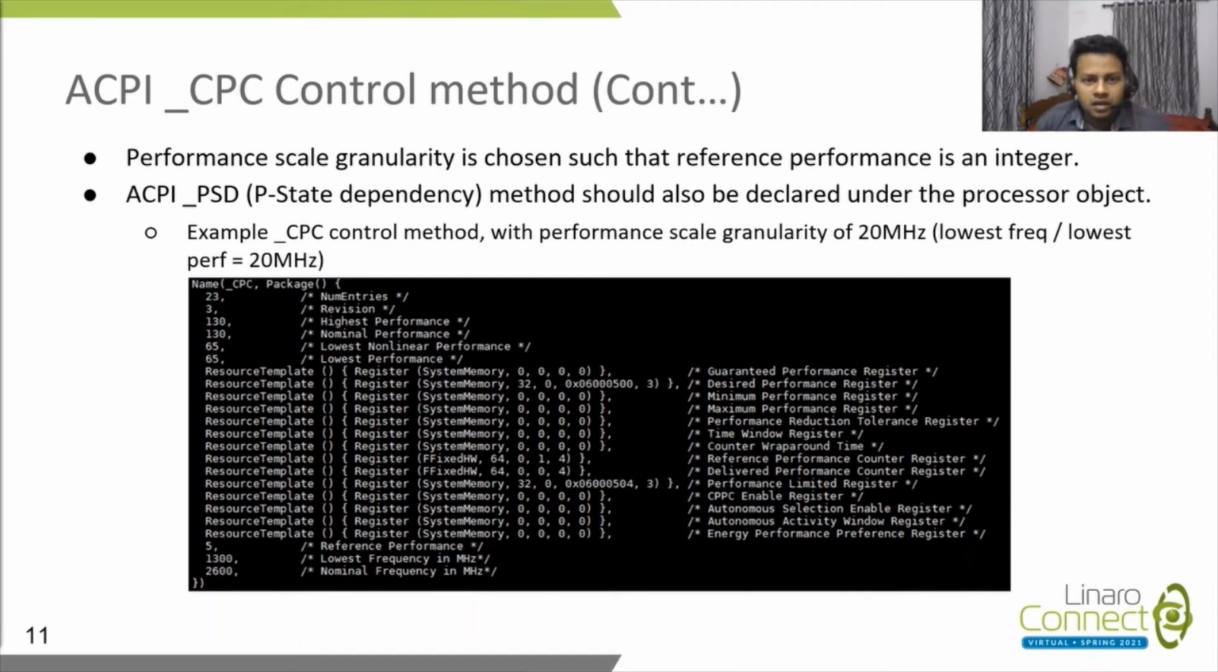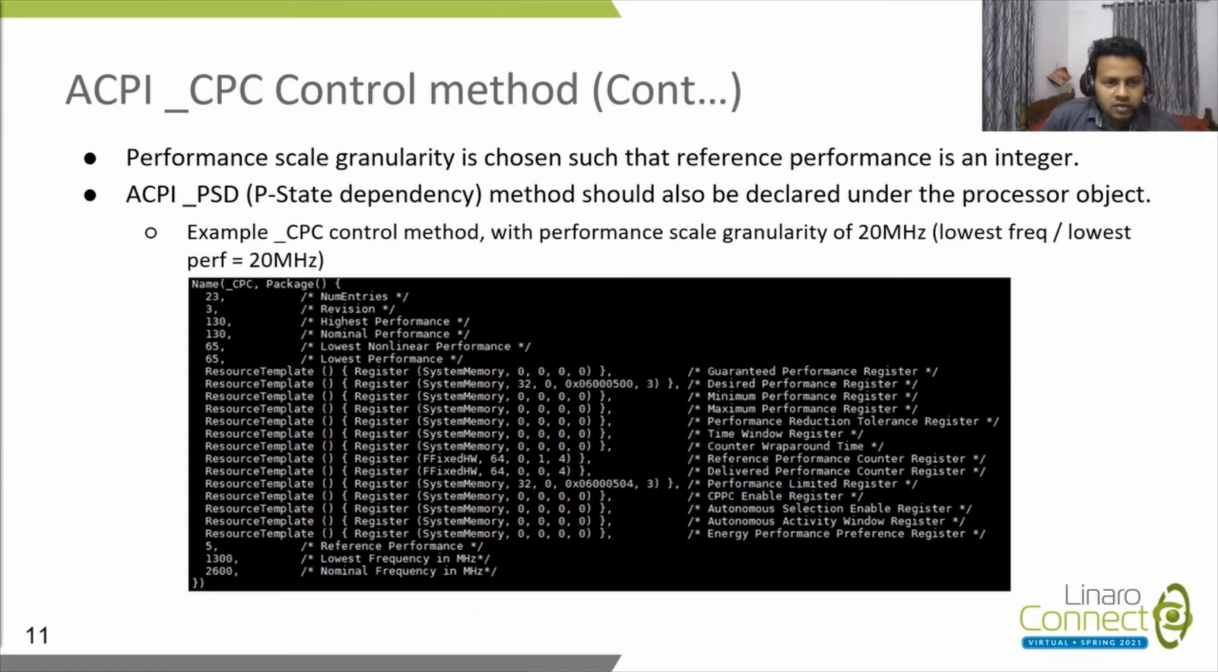And the performance granularity should also be chosen such that the reference performance is an integer. Consider the example below. Here in the system, the reference performance is 100 megahertz and the granularity chosen is 20 megahertz. So it will give the reference performance as 5.